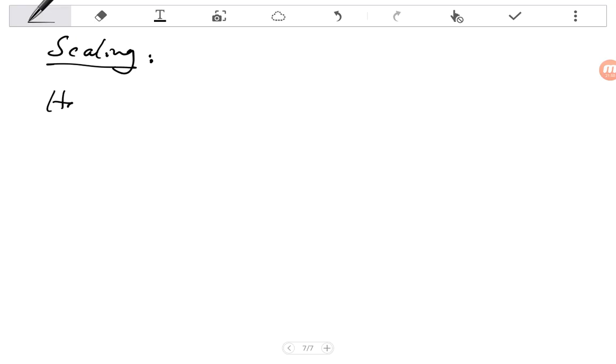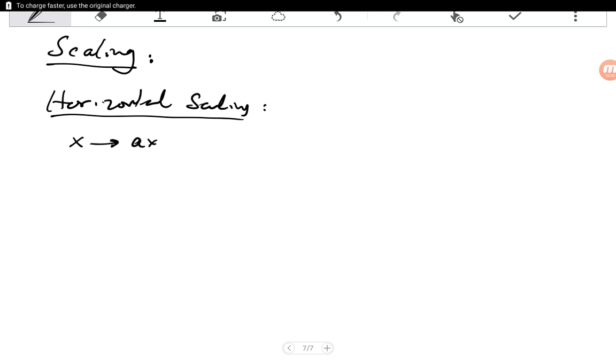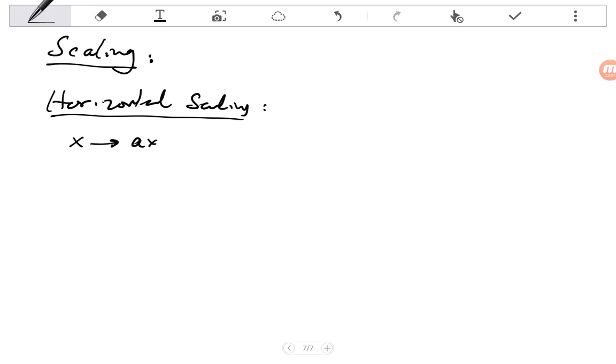Okay, for horizontal scaling. What is horizontal scaling? It states that if you replace every x with ax, some number times x.